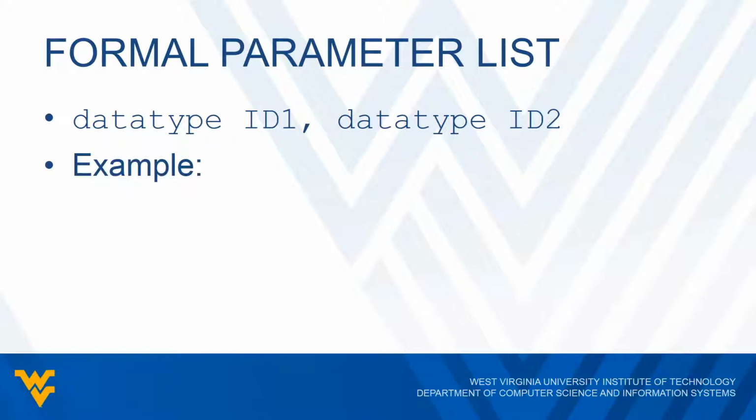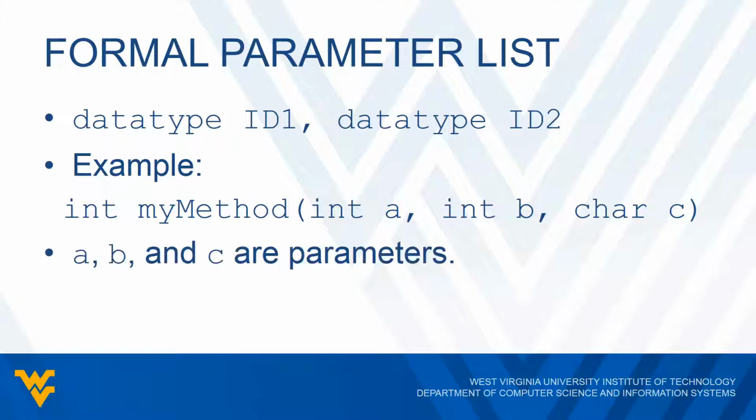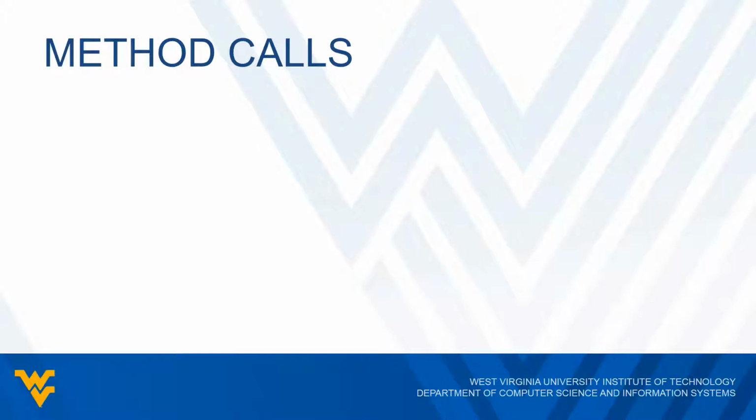So let's take a look at an example. Let's say I have a method, int myMethod, and we have parameters int a, comma, int b, comma, and char c. So in this case, a, b, and c would be our parameters. And notice here that we have our type, our identifier, or the name of it, and then we're separating them with commas.